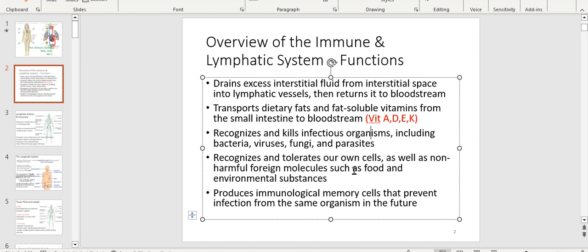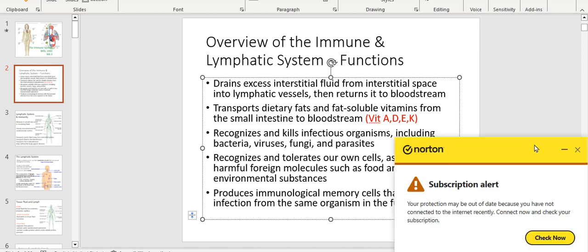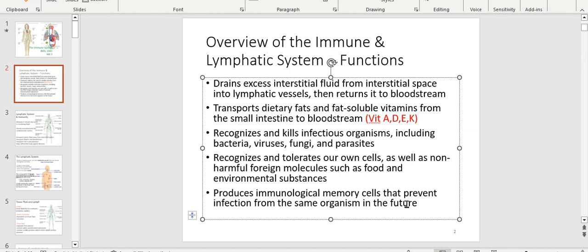And it does. It's able to differentiate our cells from a foreign cell through glycoproteins located on the outer surface of the cells, which we'll get more into next week when we get into blood types. It produces immunological memory cells that prevent infection from the same organism in the future. Very good. Lots going on here. So as I said, basically the lymph system is the unknown cousin to the cardiovascular system that is involved in cleaning up whatever it leaves behind.